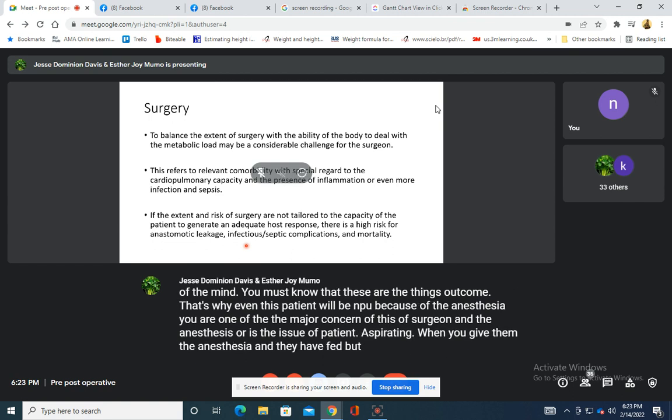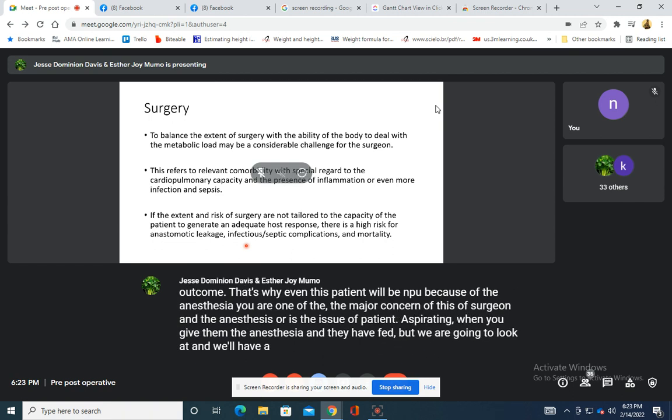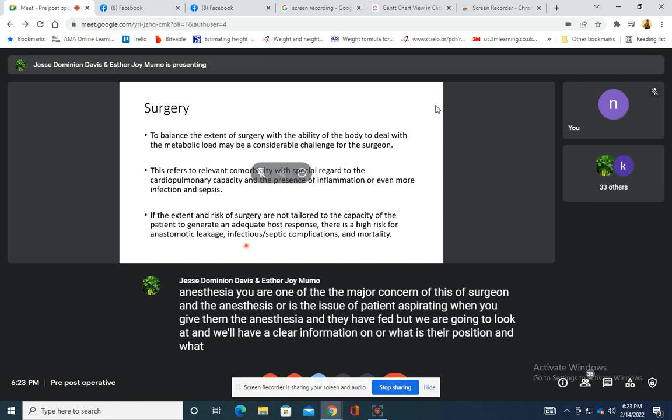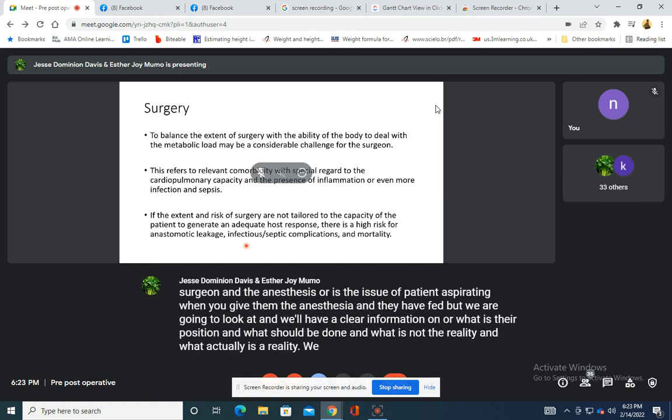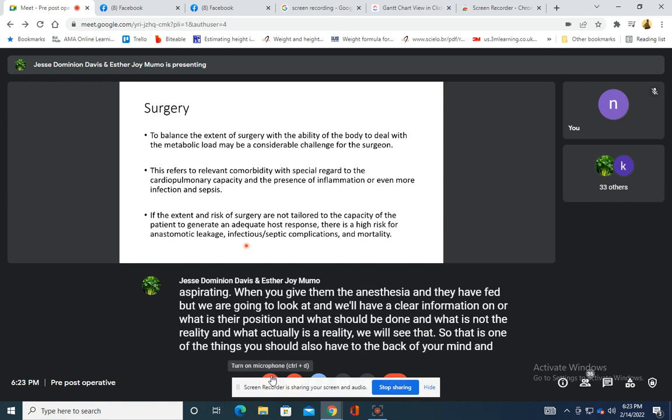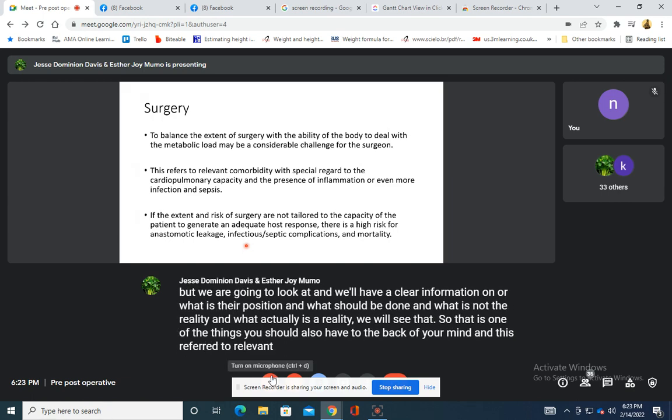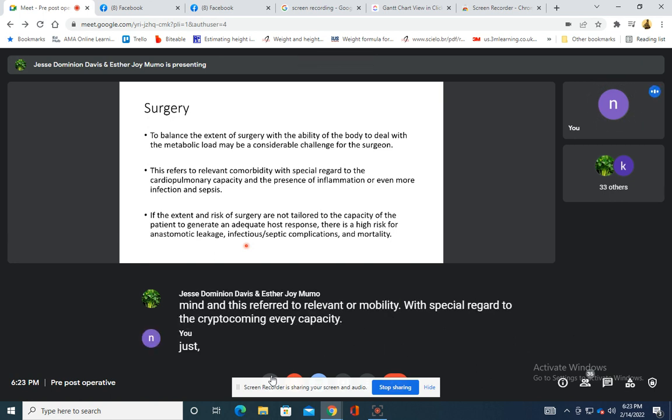But we are going to look at this and have clear information on what their position is, what should be done, what is not a reality and what actually is a reality. We will see that. So that is one of the things you should also have at the back of your mind. And this refers to relevant comorbidity with special regard to the cardiopulmonary capacity.